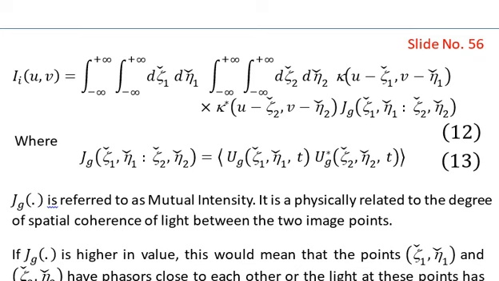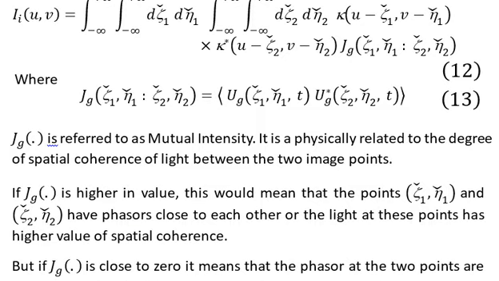Where Jg as a function of zeta 1, eta 1 and zeta 2 and eta 2 can be written as the time averaging of Ug as a function of zeta 1, eta 1, comma tau, and Ug star as a function of zeta 2, eta 2 and tau, as in equation number 13. So you see that equation number 13 gives you the expression of Jg in explicit form. What is Jg? Jg is referred to as the mutual intensity.